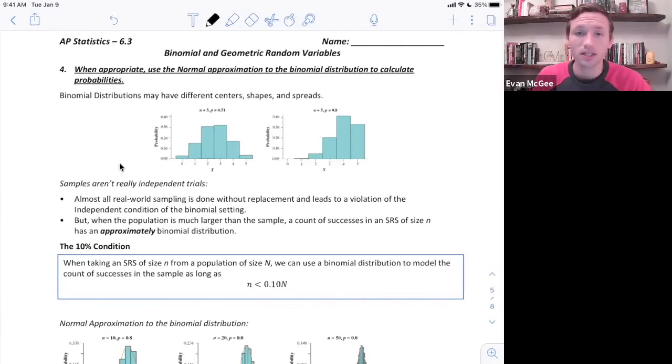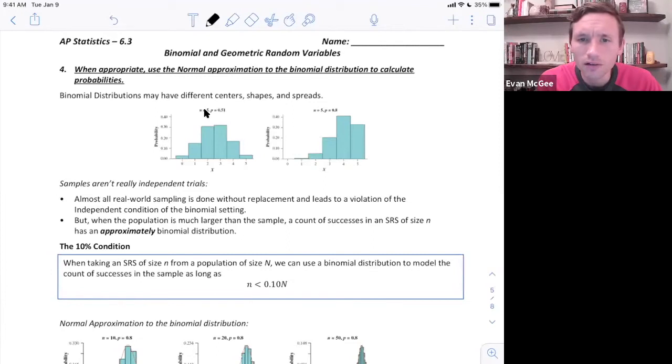The next objective is knowing when it's appropriate to use the normal approximation for a binomial distribution and to use it to solve probabilities. So a quick note about binomial distributions is they can be all different shapes and sizes. Here are two examples of binomial distributions that we've converted to histograms.